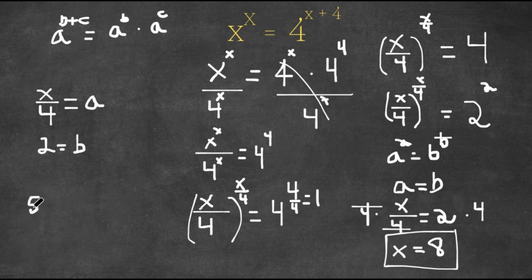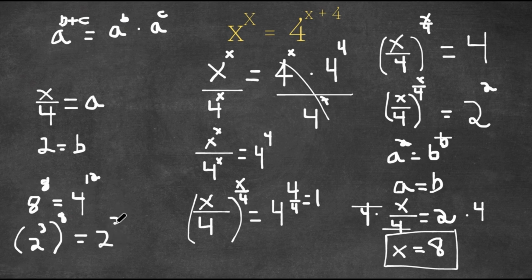Now, why don't we try plugging this into our equation? We have 8 to the power of 8 equals 4 to the power of 8 plus 4, which is 12. Now, 8 is equal to 2 to the power of 3, right? And we'll still have 8 to the power of 8. And this is equal to 4 is equal to 2 squared, and this is still to the power of 12. Now, 8 times 3 is 24, and so is 12 times 2. So we know that these two are equal. So x equals 8.